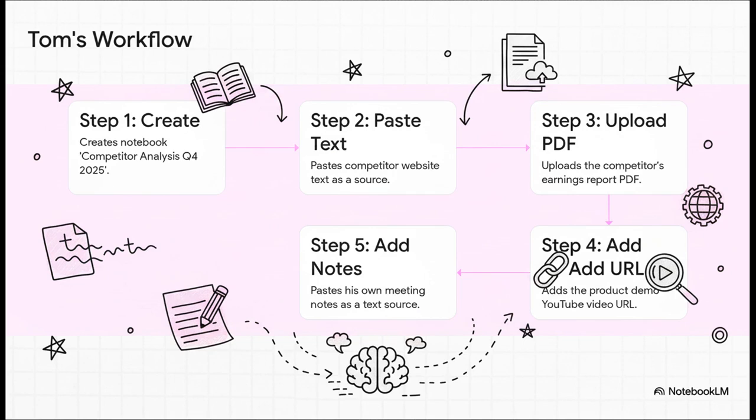Let's see how this all comes together. Meet Tom, a marketing professional. He creates a new notebook for a competitive analysis. He uses copy-paste for the competitor's website, uploads their PDF earnings report, adds a YouTube URL for their product demo, and pastes in his own meeting notes. This just brilliantly illustrates the power of combining these different source types to build a complete 360-degree view of a topic.